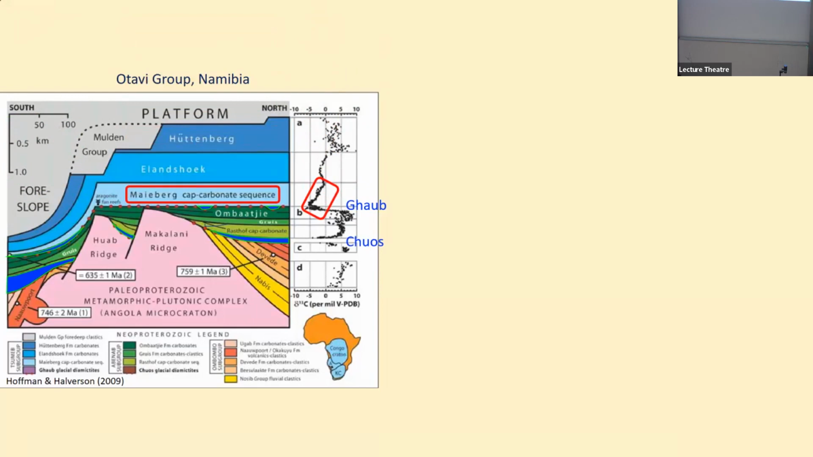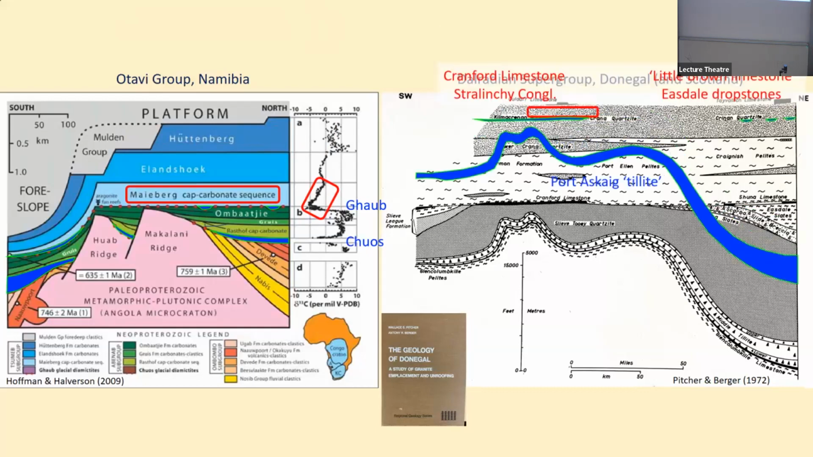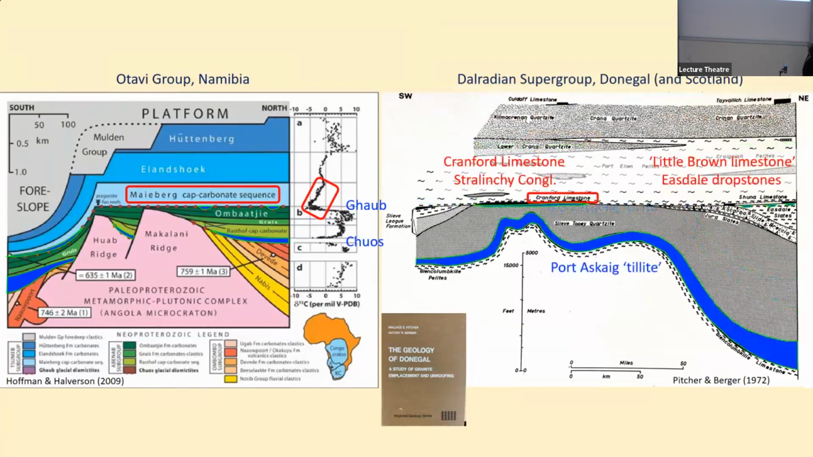Now we'll step into the rocks that we know. I've put this, the Geology of Donegal, a Study of Granite, because Wally Pitcher was brilliant. The best stratigraphic cross-section of the Dalradian is found in a book about granites. You know, go figure, right? Wally recognized these. I've highlighted the Portaskaig tillite. I've highlighted a couple of units in Ireland, this Cranford and Streenaghy conglomerate. And I've highlighted some things that I'll show you some photos of that I'm going to convince you are the Marinoan glacial in mainland Scotland.